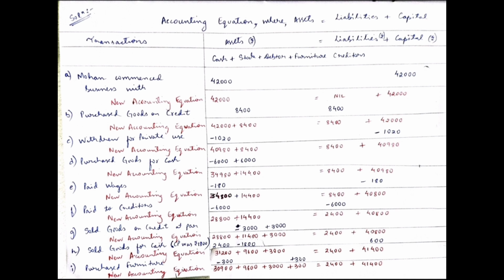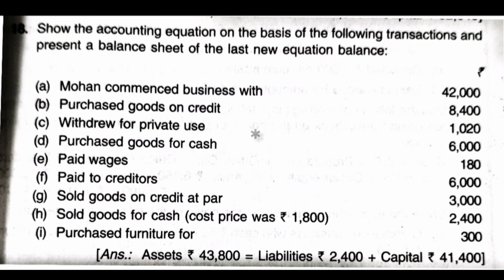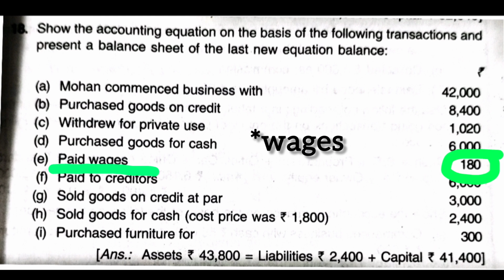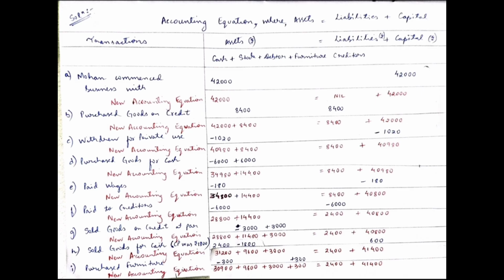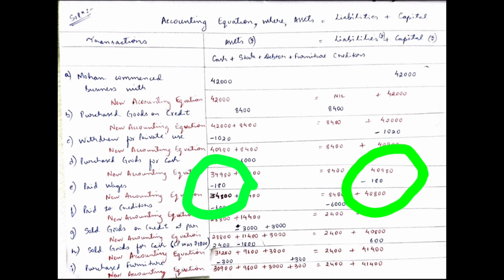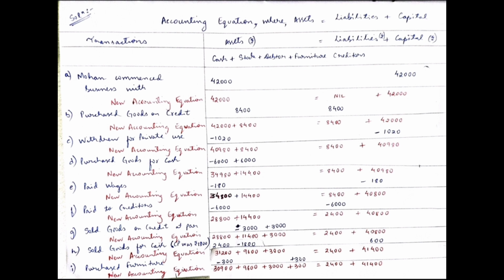Now, next business transaction is paid wages, rupees 180. When we pay wages, it is a form of expense for the business, yes or no? So we will have to deduct these wages from cash because cash is going out. And what will be the other effect of these wages? We will have to deduct it from the capital, because all expenses and losses will be deducted from the capital. That's the rule in the accounting equation.